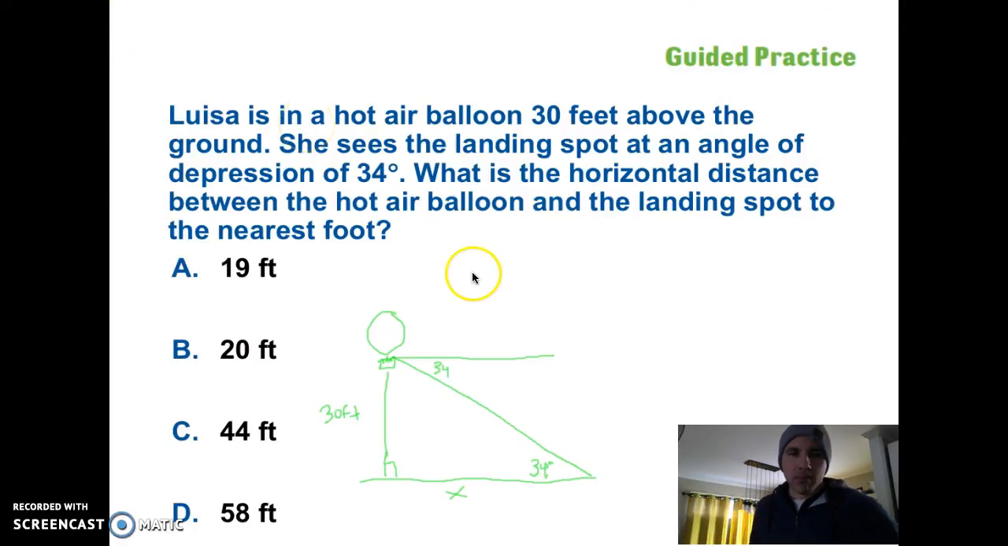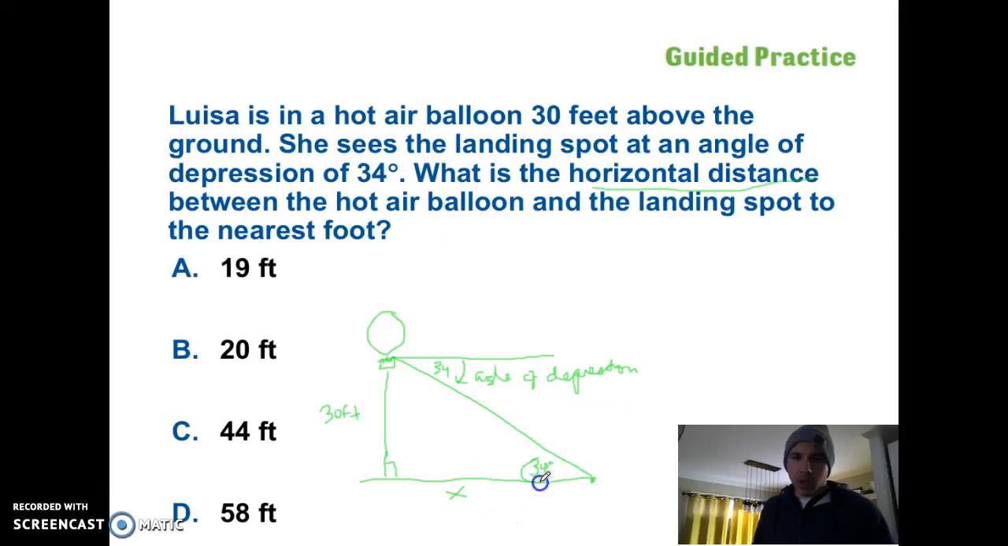Back. Here goes the quick sketch on the hot air balloon, 30 feet above the ground, and she is in the hot air balloon, and she sees it with a depression. Here's my angle of depression right there, at 34 degrees. If this is 34, this is going to be 34, alternate interior angles. And we're asking what's the horizontal distance between the hot air balloon and the landing spot. So this is my landing spot.